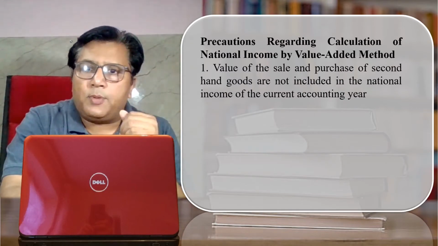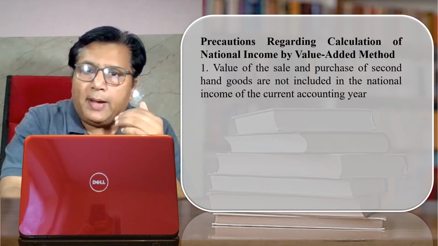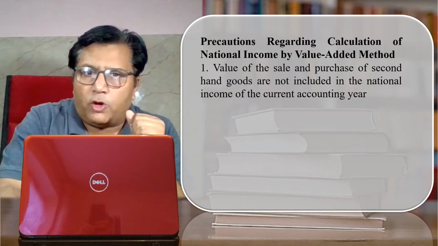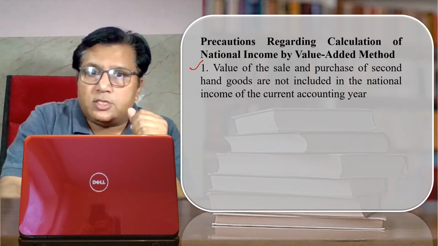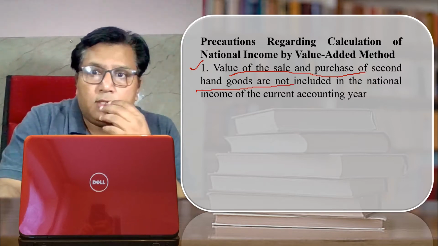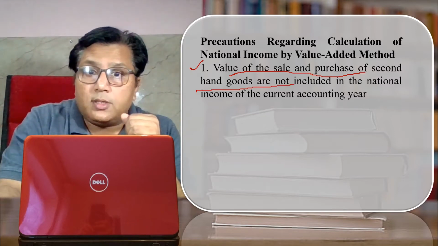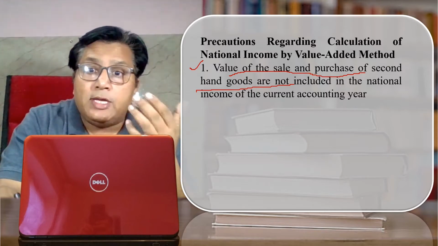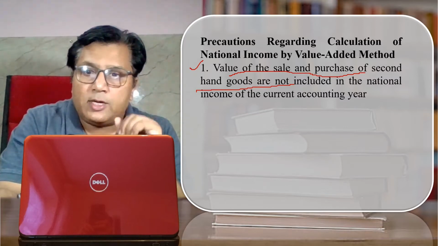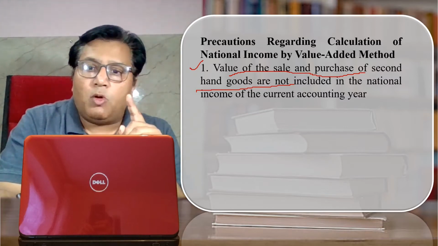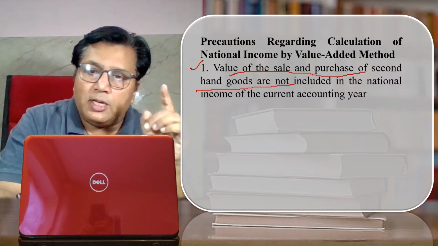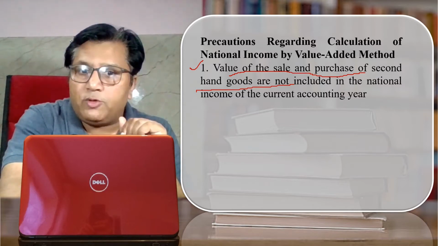Let us discuss the precautions regarding calculation of the national income by the value added method. Under the value added method, certain precautions we have to follow. The first is that the value of the sale and the purchase of second hand goods are not considered. Why is it not considered? Because the value of these goods was included in the national income in the accounting year in which they were produced. At the time of its production, it was already considered. If I consider it again, there will be double counting. That is the first precaution I have to take.